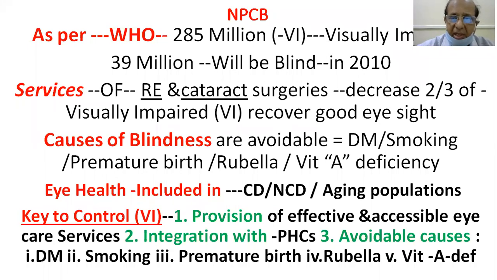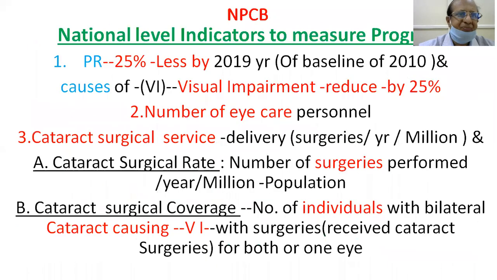CD and NCD, aging populations. The key to control is the provision of effective and accessible eye care services, strengthened with PHCs, primary health care, and addressing avoidable causes like diabetes, smoking, premature birth, rubella, vitamin A deficiency. National level indicators are there to measure the progress of the National Program for Control of Blindness. Prevalence should be less than 25% by 2019.